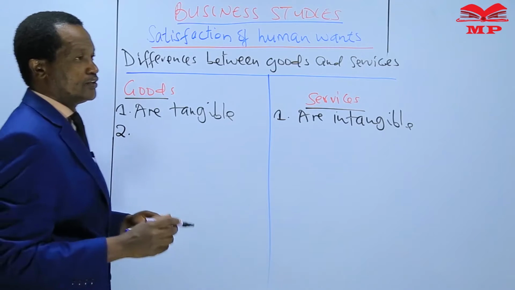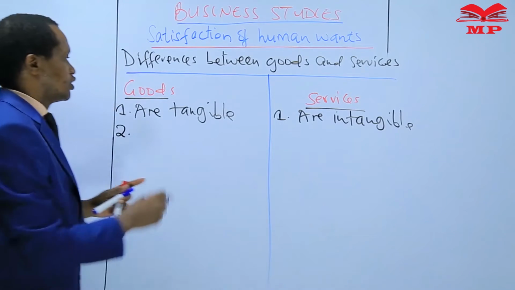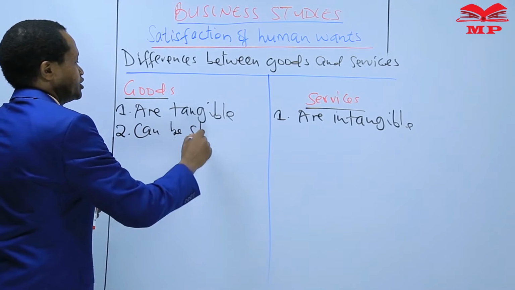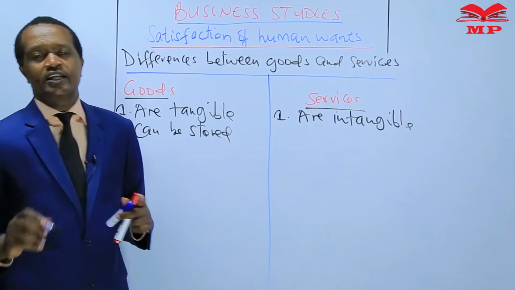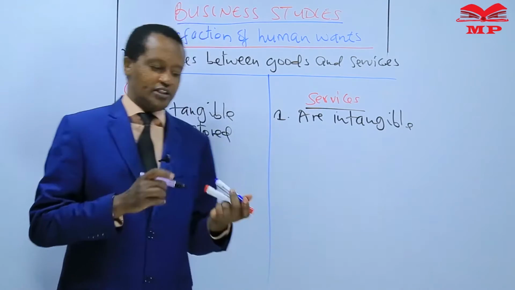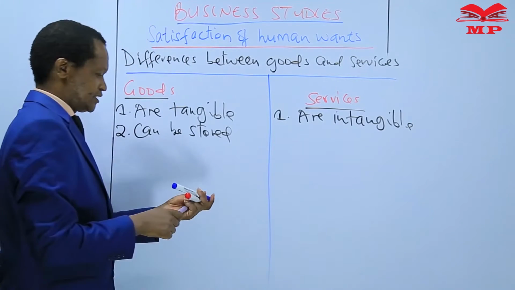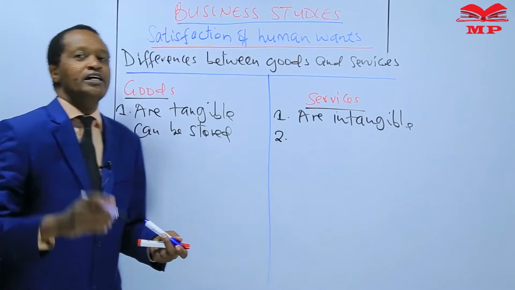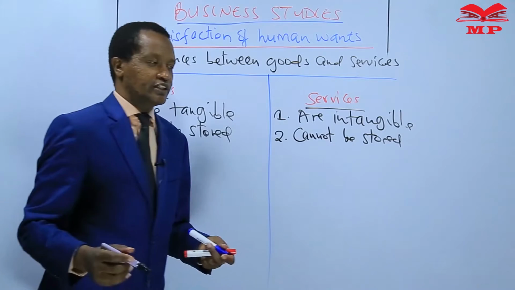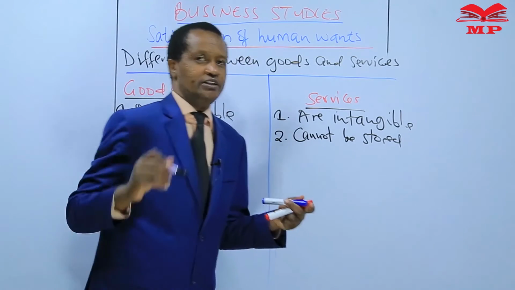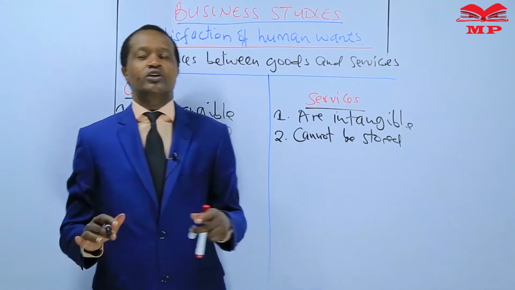The second distinguishing feature is that goods can be stored. Goods like maize, like television, like guitar, like this table here, like this coat, like my tie. You can store them. Whereas services cannot be stored. You cannot store services like teaching, like security. When they are expended, when they are consumed, then that's it. You cannot store them.